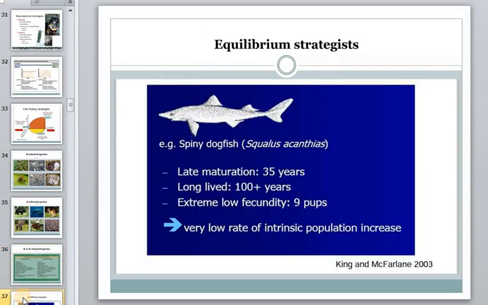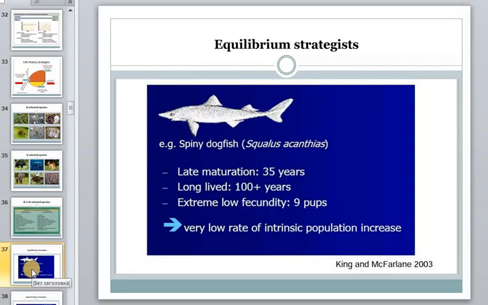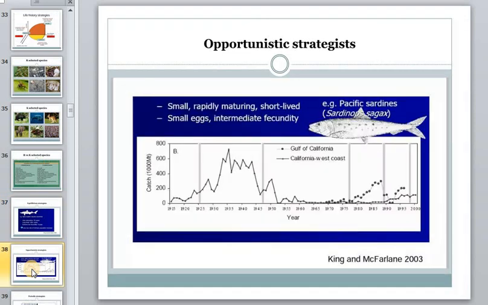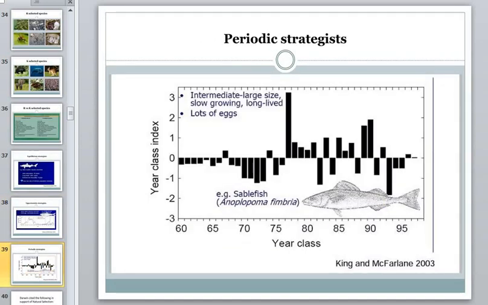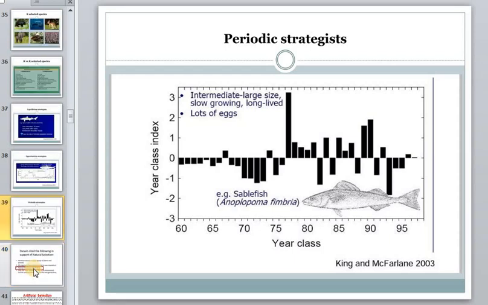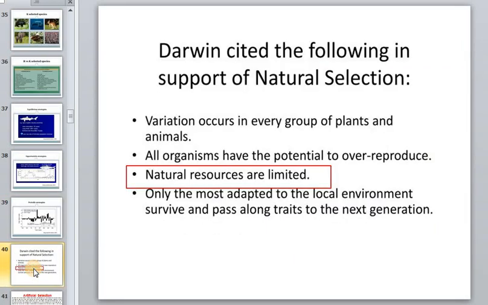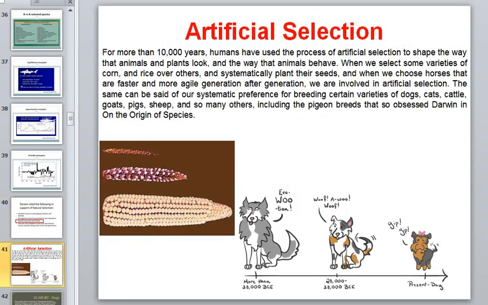I have one more kind, just some more examples of this strategy for different kinds, not only for fishes or just mammals. And here we are. Darwin stated the following in support of natural selection: natural resources are limited. Of course, limited is not, and it takes a lot of time.